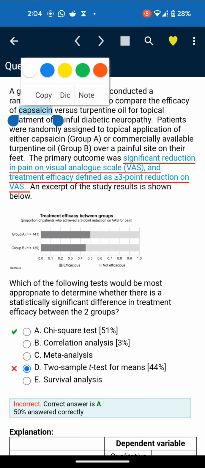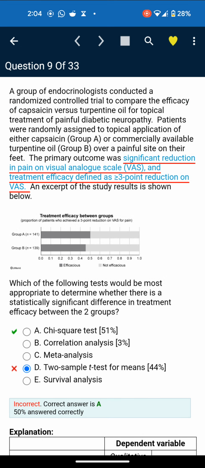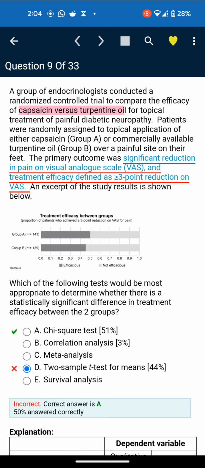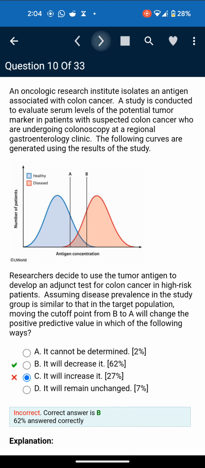So they're comparing two groups, and they're comparing which are categorical. So categorical can either be odds ratio, relative risk, or chi-square. So what do you think this is? This is chi-square test, right? That's the correct answer.